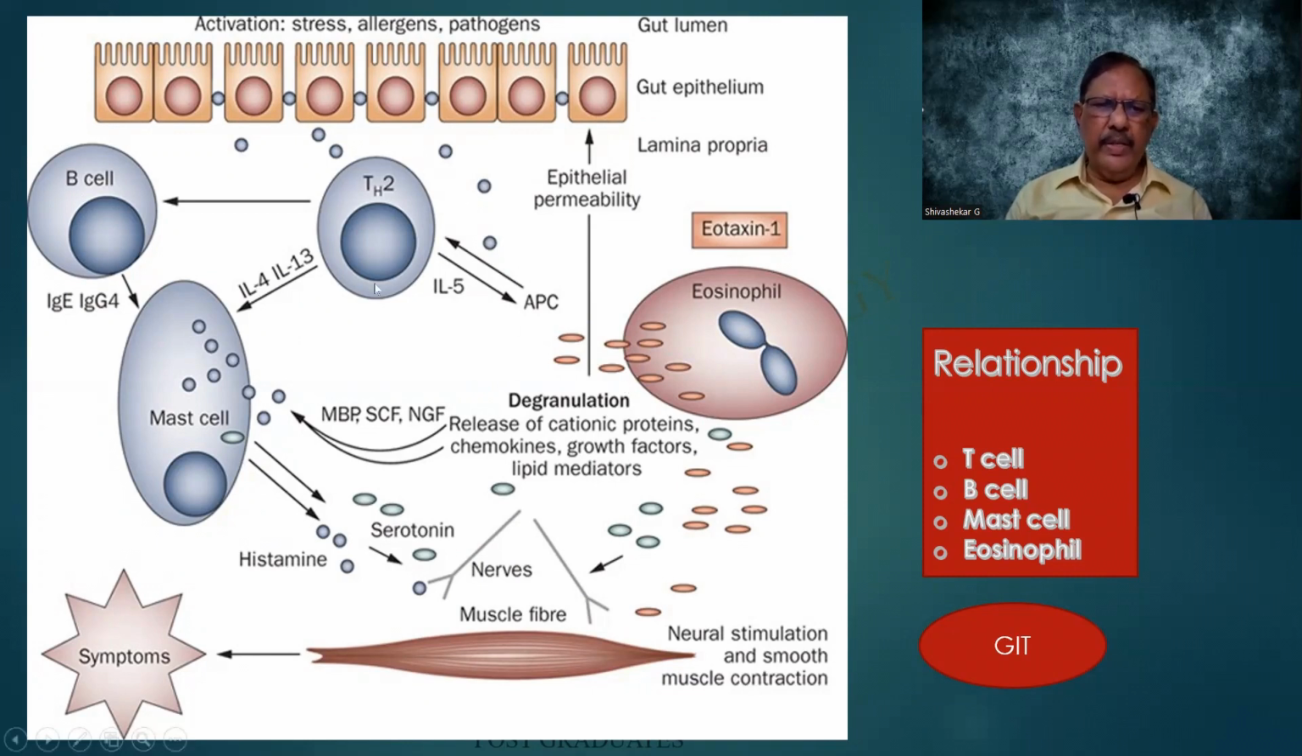There can be the activation of the T helper cells. Finally, the B cells, the production of the various antibodies, the mast cell degranulation, which can be acting upon the muscle fibers. There is a neural stimulation and the muscular contraction. So you find that these four are interrelated, which you will have to mention repeatedly. And eotaxin is one product that is being produced by the eosinophils.